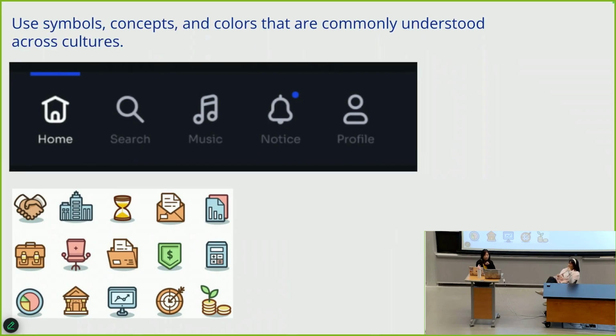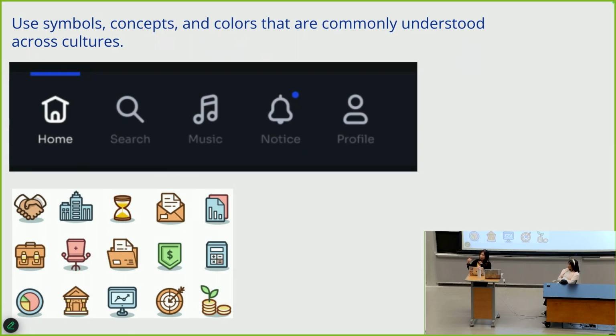So we want to use symbols, concepts, and colors that are commonly understood across different cultures. Earlier, Sophie talked about how UIs can differ between Western and East Asian applications, but icons are kind of universal, and we can use specific symbols that most people can understand to mean certain things. For example, you can look at the icon bars here and see the home page is represented with a house, the search bar with a magnifying glass, etc.